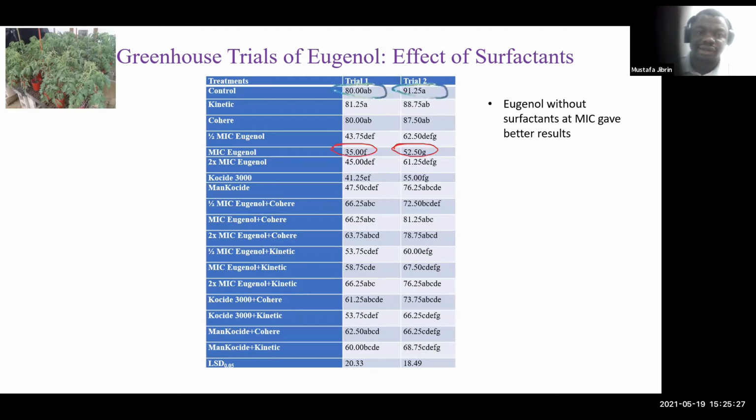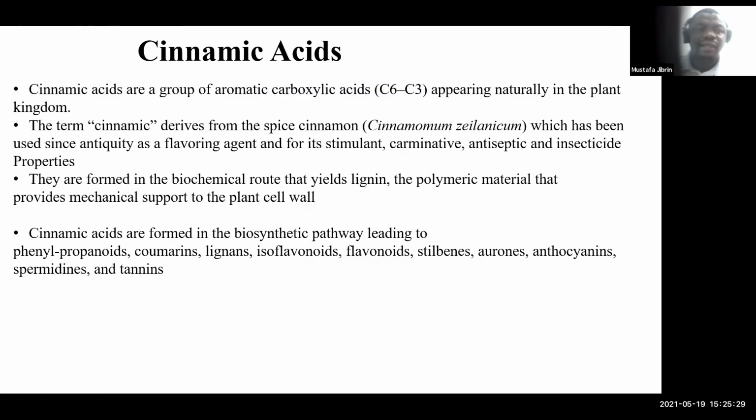Oh, okay, sorry, I missed this point. So that will give us a background for the greenhouse evaluation of eugenol. And I went ahead and also did experiments with cinnamic acid.